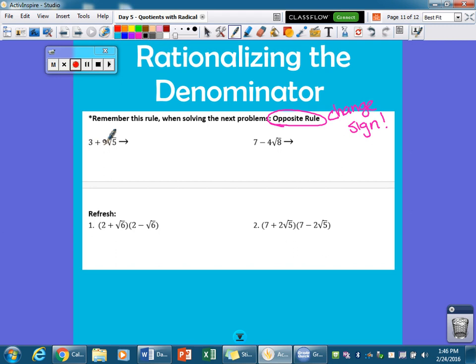So nothing really strenuous here. If it was 3 plus 9 square root of 5, I'm just changing it to 3 minus 9 square root of 5. I'm not changing the order. I'm not changing anything else. I'm just changing that addition sign to a subtraction sign. Same thing with this one. If it's 7 minus 4 square root of 8, it's becoming 7 plus 4 square root of 8.